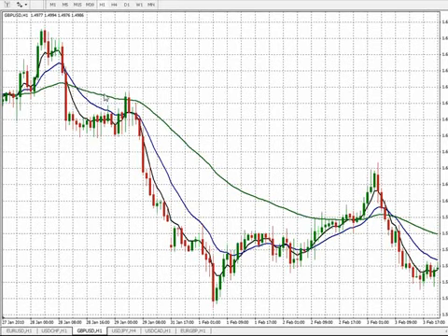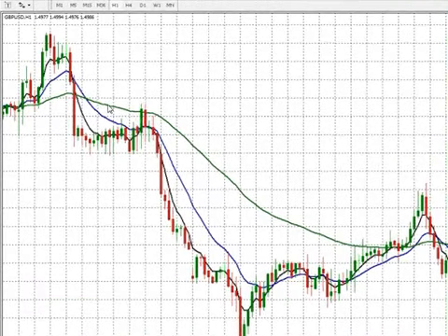Just taking a look here, I'm looking at the British pound US dollar pair on the 1 hour chart, and I'm looking at the time frame from January 28th up to February 3rd. This is a trade that we entered. Just taking a look here. First thing we need to look for is that we are in a strong downtrend.